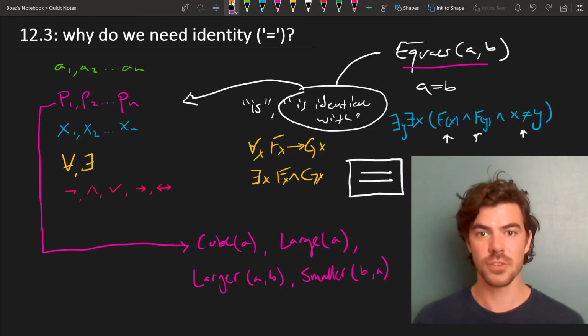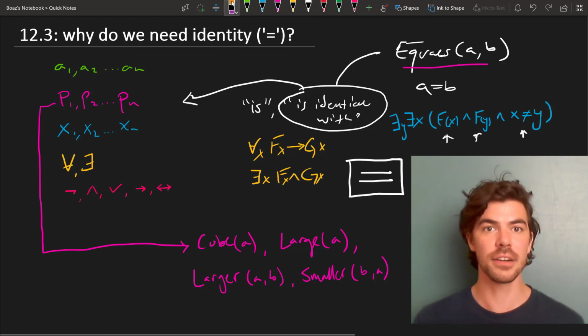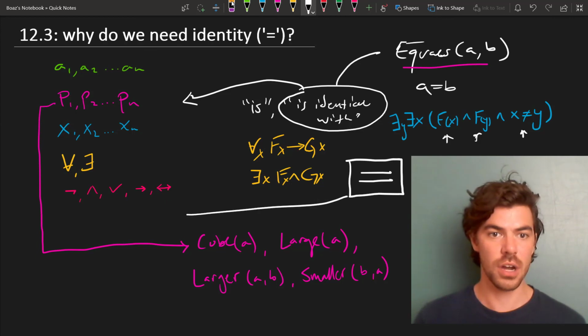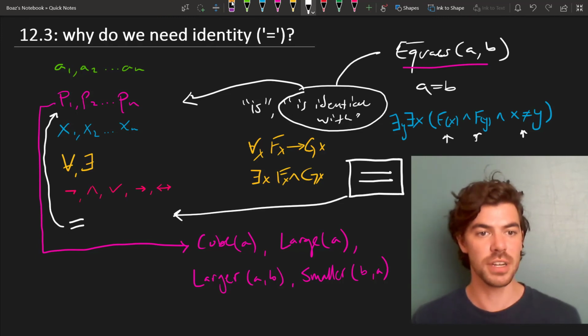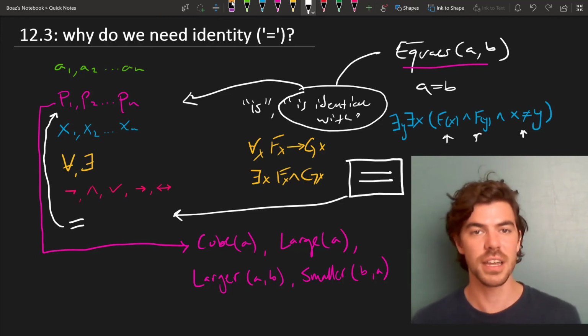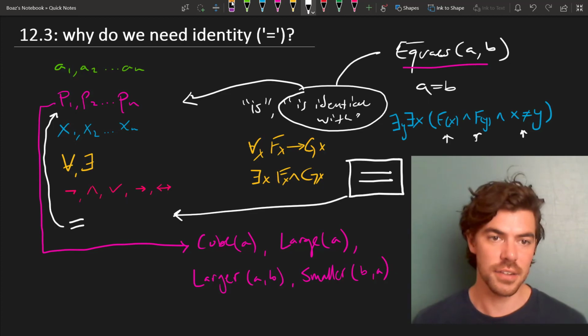We need it. And so we add it in here at the bottom to our stock of items in our language, even though it really belongs up here, but we're isolating it because we want to treat it separately because it has these interesting properties. And that's why we need the identity sign or the equal symbol.